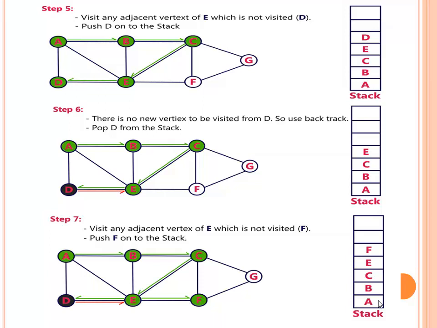Now D is on the top of the stack and there is no new vertex to be visited from D. So use backtracking, pop D from the stack. After popping D from the stack, E is on the top of the stack. So visit any adjacent vertex of E which is not visited. Here F is not visited. Visit F and push F onto the stack.